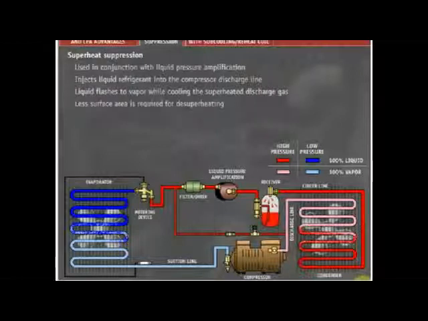As a result, less surface area is required for de-superheating. This leaves a more efficient condenser because of the increase in useful condensing surface area, which increases the overall performance of the system.